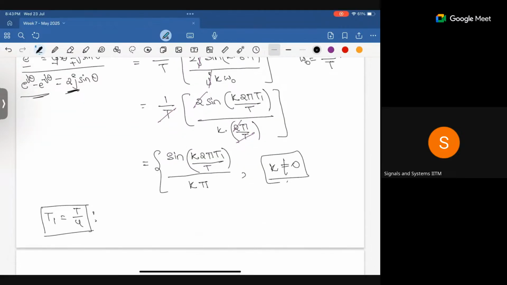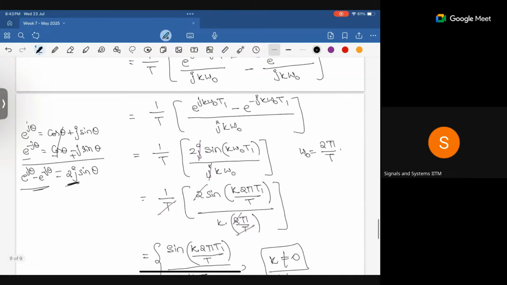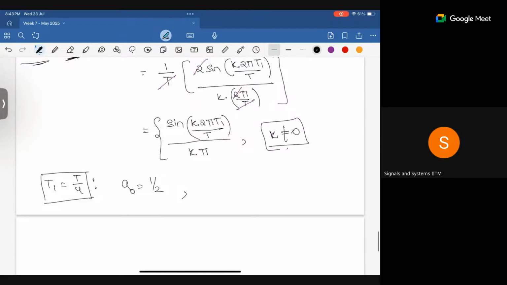So this is some special case where our A naught will be half. You can compute. You can see 2 T1 by T, where T1 becomes T by 4. You will have T and T gets cancelled out and 2 by 4 will be half. Right? So that will be A naught. And then you can also see A k will be sine k pi by 2. You just substitute T by 4. T and T will get cancelled out. 2 and 4 will be cancelled out and 2 will remain in the denominator. Sine k pi by 2 divided by k pi.